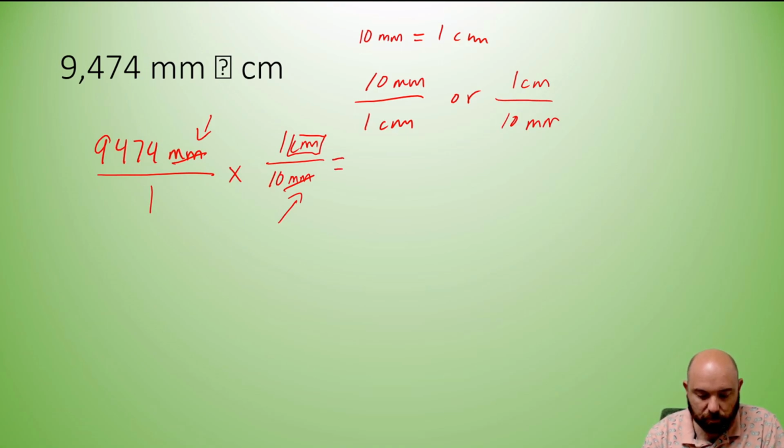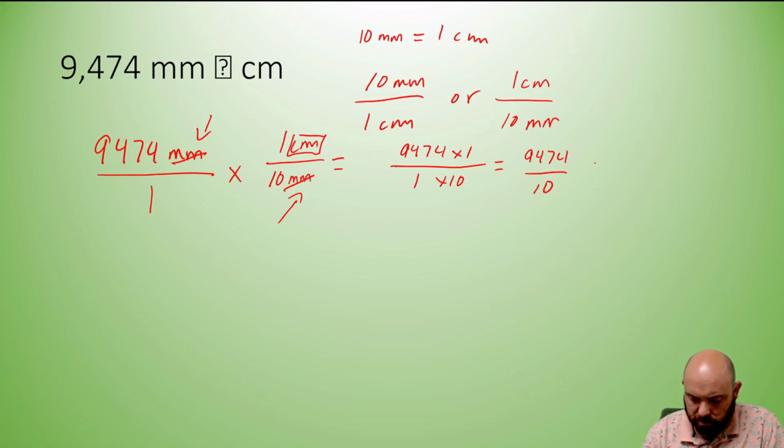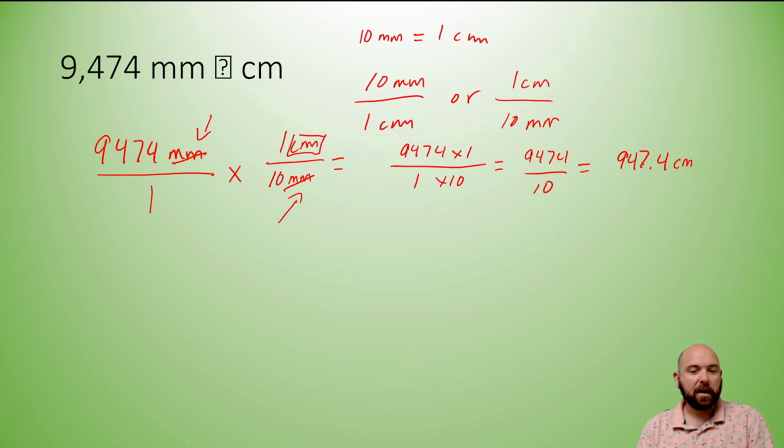And we'll see that when the math is all said and done, we would need to multiply 9,474 times 1 over 1 times 10. So that becomes 9,474 divided by 10, which would be 947.4, and then we're left with the centimeter unit, so we can say that is 947.4 centimeters. So 9,474 millimeters is 947.4 centimeters.